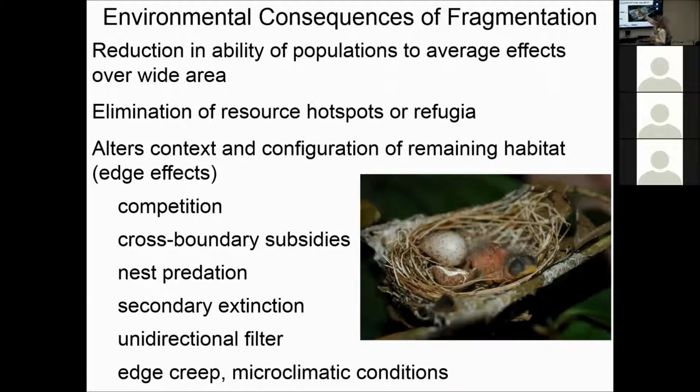And then you get the alteration of the context and configuration of the remaining habitat, which we often think of as edge effects, but also alterations in competition and in cross-boundary subsidies. In other words, moving across habitats, let's say in the dry season you're here, in the wet season you're here, taking advantage of different kinds of resources and averaging out the effects by being able to feed in different areas. Then there are the nest predation effects; there are all kinds of studies showing that nests are more susceptible to predators on edges or in smaller fragments. And then secondary extinction, unidirectional filter, edge creep, and so forth.